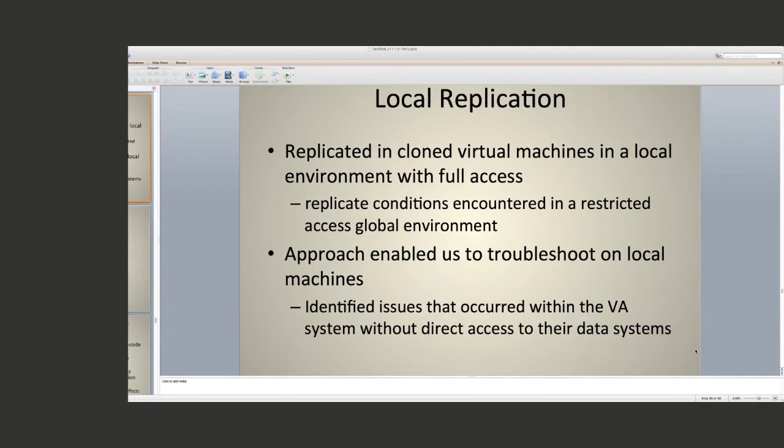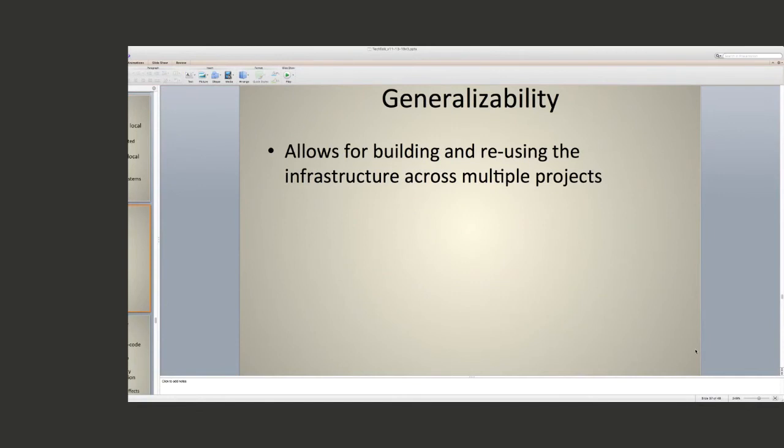Because they're identical with each other when you set them up that way, you can really speed development and make a project succeed that would have failed without that bit being twiddled, because of the way they set it up, and so we accomplished our goals. Okay, so generalizability: it allows for building and reusing the infrastructure across multiple projects.